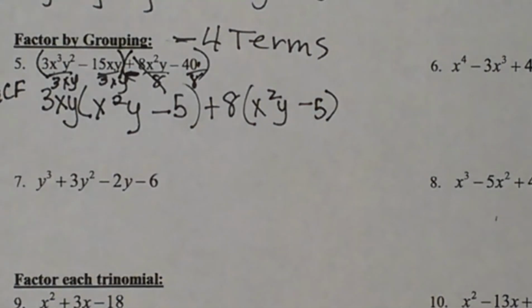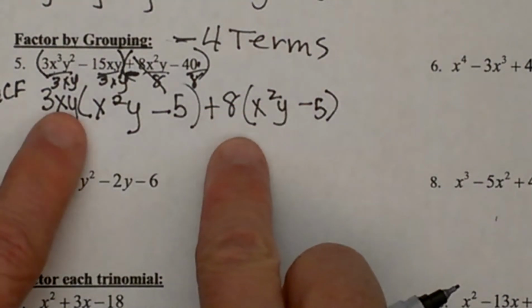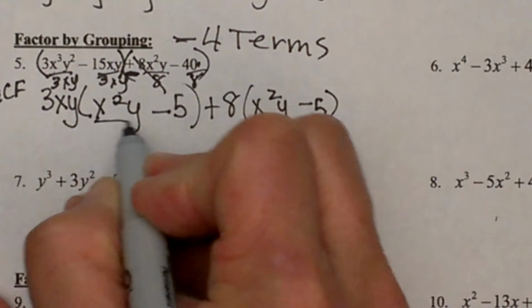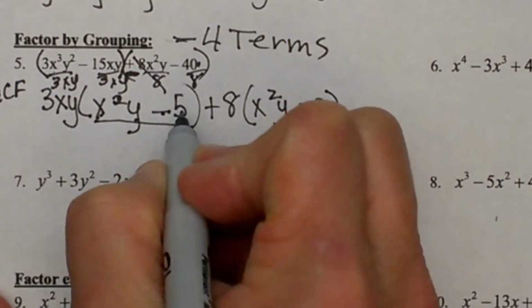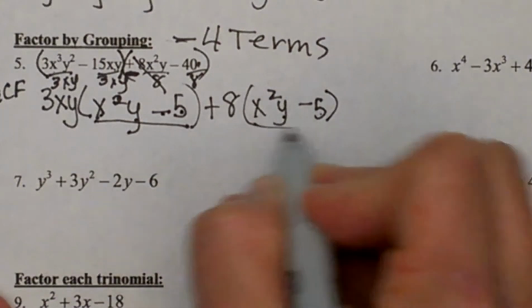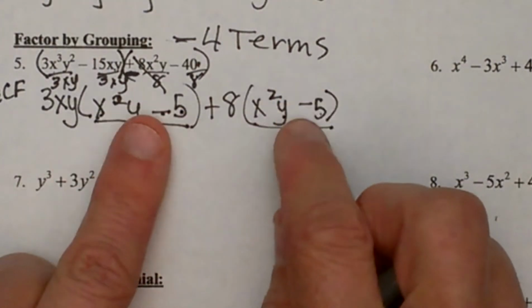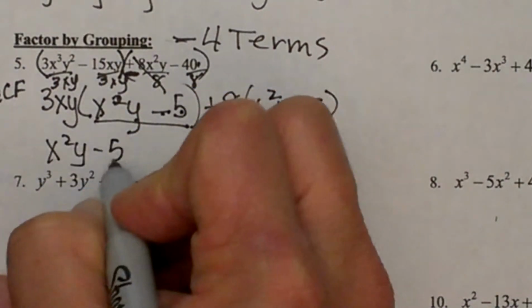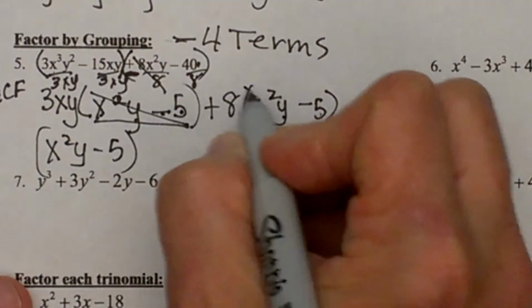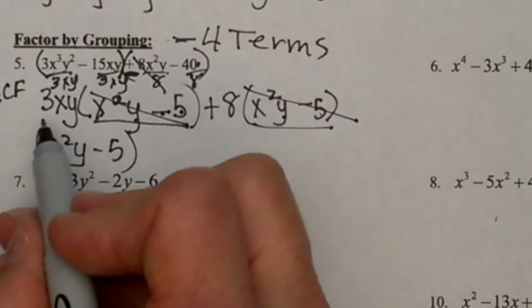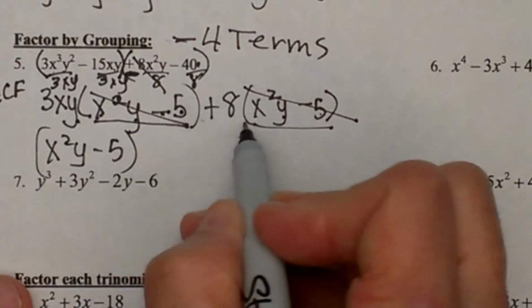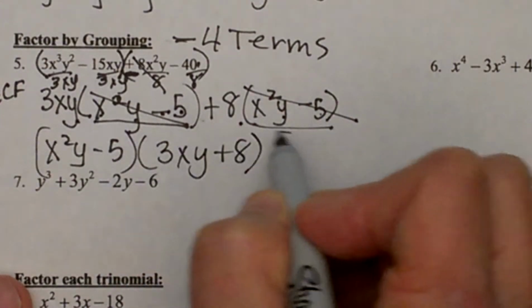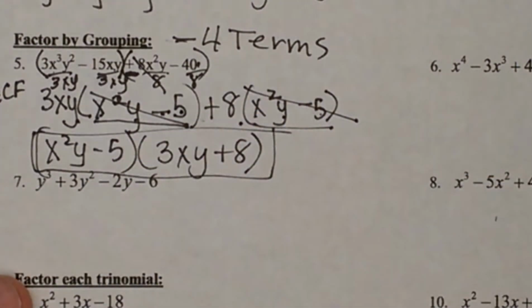Okay, so let's see what we have. We've taken out a GCF out of each of the 2 original groups, and now notice what's left in parentheses: x squared y minus 5, x squared y minus 5. So these are now common factors. Let's take out an x squared y minus 5 and see what we have left once we factor that out. Well, what's left is 3xy plus 8. And there we go, we are done factoring by grouping.